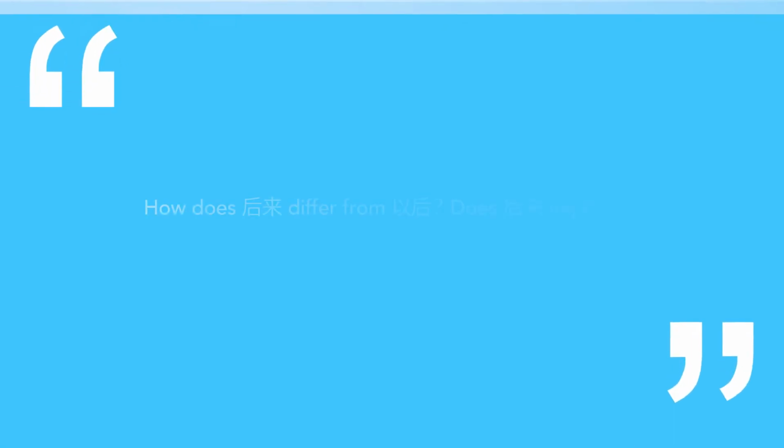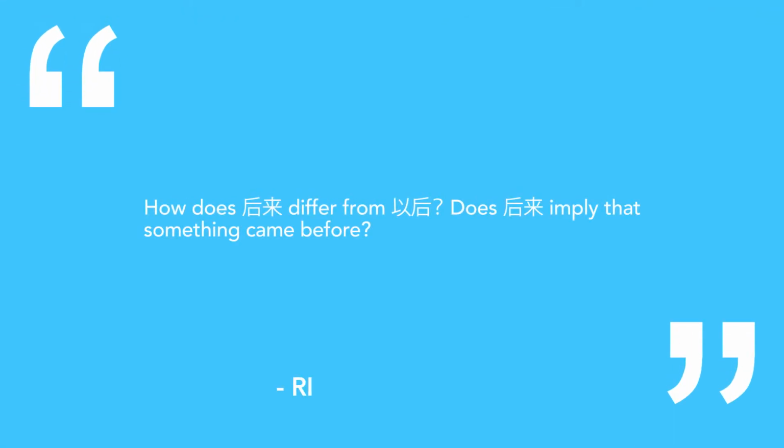Okay. Rick also asks, how does 后来 differ from 以后? And the really short answer is this: 后来 means afterwards, which means it's talking about the past, and 以后 means after, or just in the future in general. Okay. As usual, I've prepared. I'll just go through some example sentences. Right. So here are a couple of example sentences for 以后.